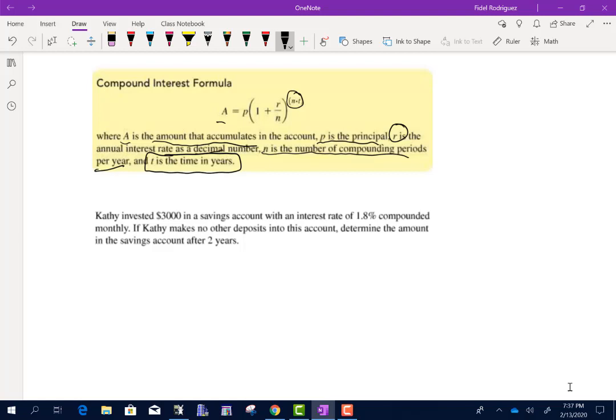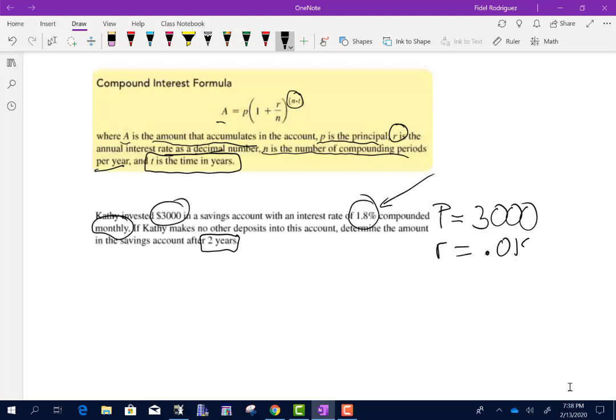So let's see if we can figure out the first problem here. It says Kathy invested $3,000 in a savings account with an interest rate of 1.8% compounded monthly. If Kathy makes no other deposits into this account, determine the amount in the savings account after 2 years. I circled each of those things because those are going to be my variables. So P, the amount of money that we're investing, Kathy's putting $3,000 in her account. R is going to be our interest rate. It says it's 1.8%. We have to change that to a decimal. So 0.018.